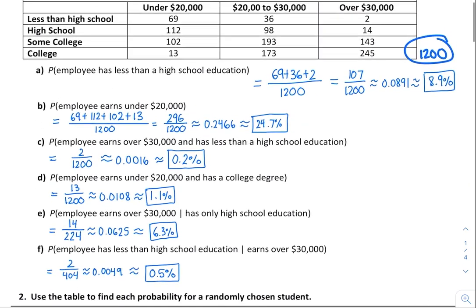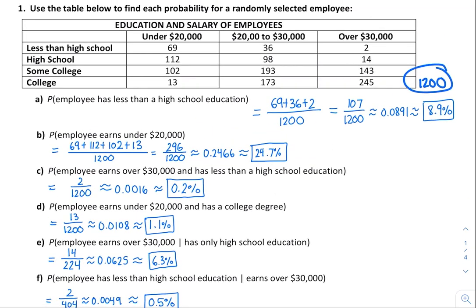All right, part D. It says earns under 20,000 and has a college degree. So under 20,000 is here, and within there it says and has a college degree right there. So it's going to be 13 over 1,200. Make that into decimal form, and the percentage would be 1.1%.